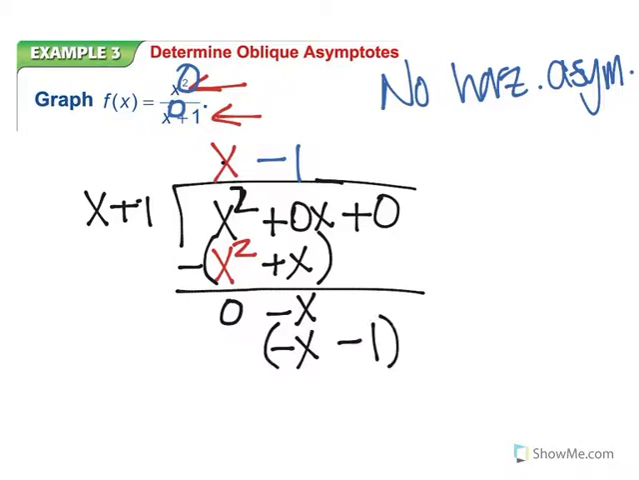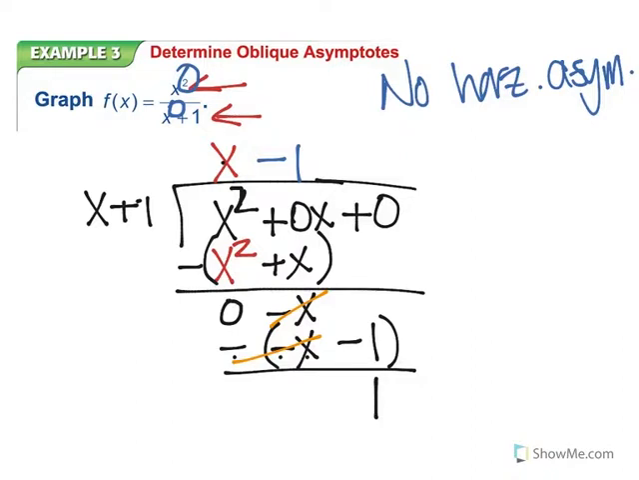We need to put this in parentheses and then subtract. Negative x minus negative x. These will actually end up canceling out because that turns into a positive. And we have a negative times a negative, which is a positive. So we have a positive 1 as a remainder.